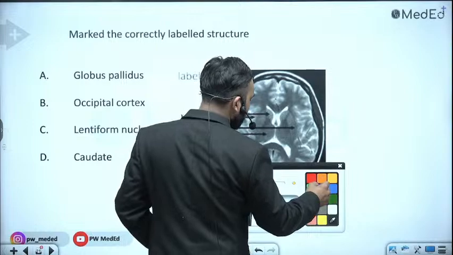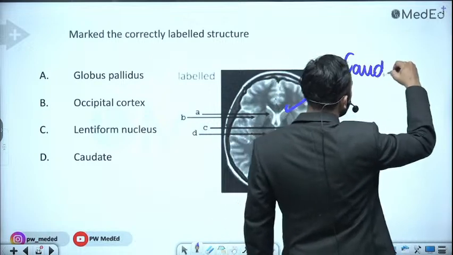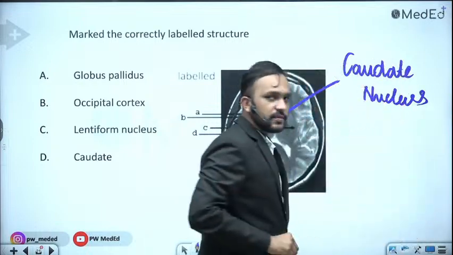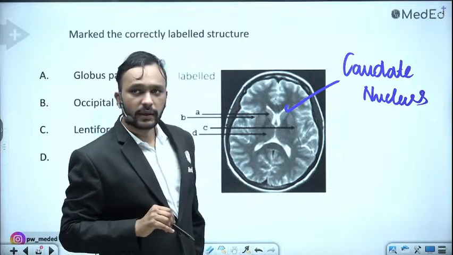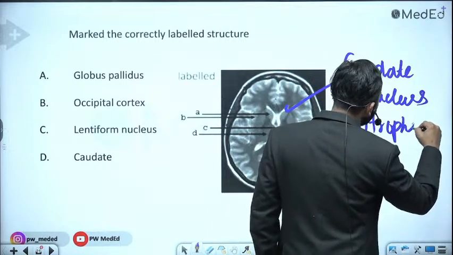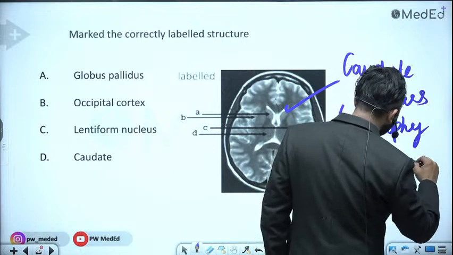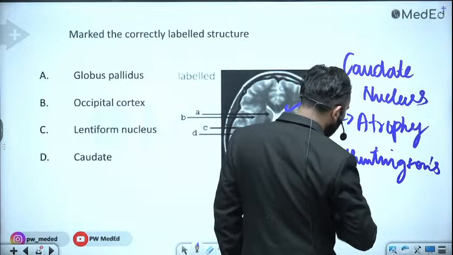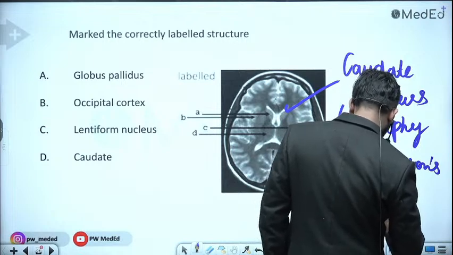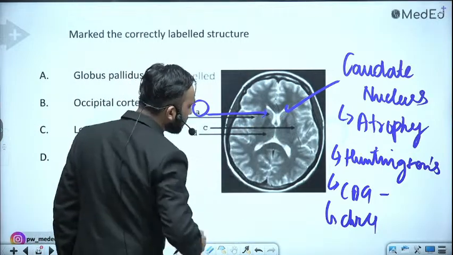The structure labeled as A in this image is the caudate nucleus. Just remember, there is one question associated with caudate nucleus in radiology, that is atrophy of the caudate nucleus. Atrophy of the caudate nucleus, guys, is associated with Huntington's disease. Huntington's chorea, right? That is associated with CAG repeats on chromosome number 4. So this is what has been labeled as A in this image.